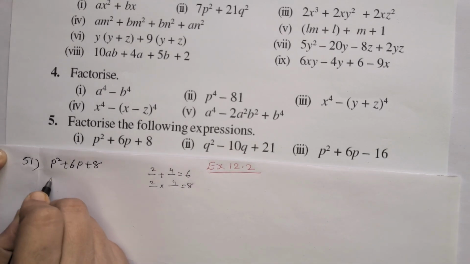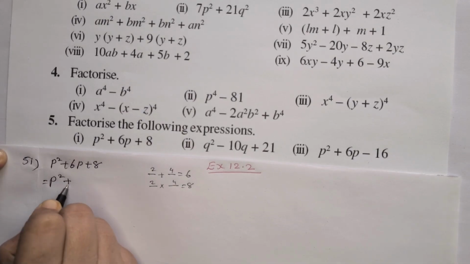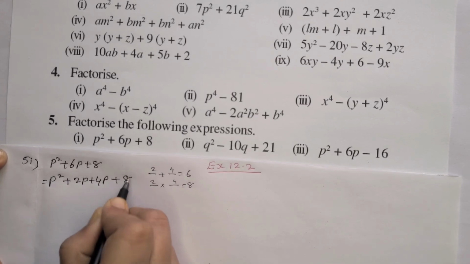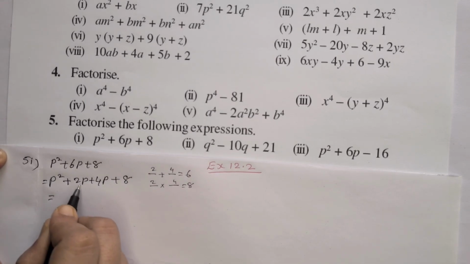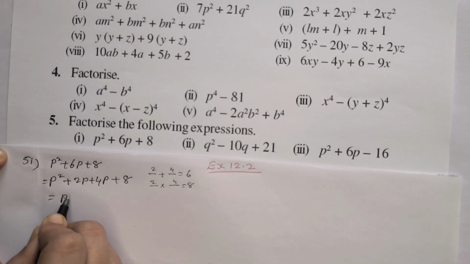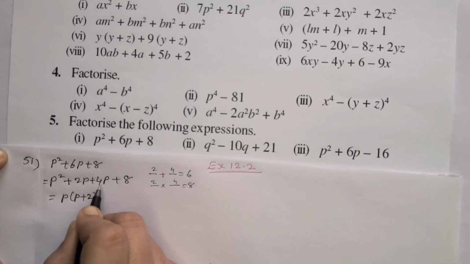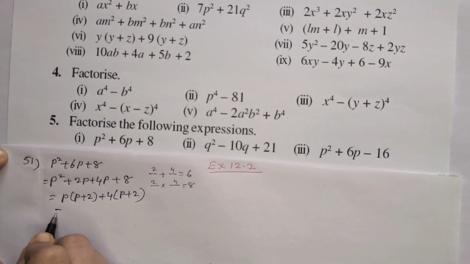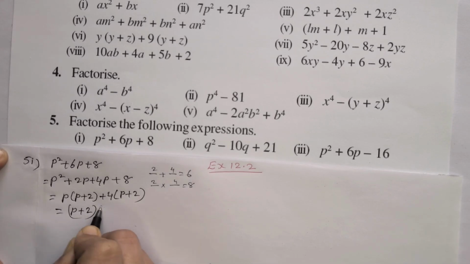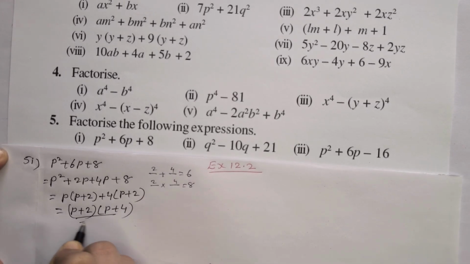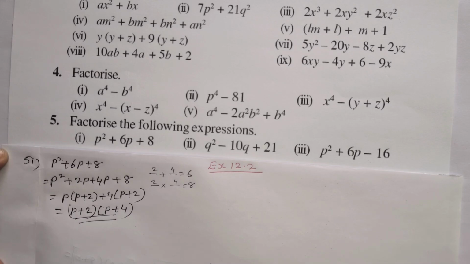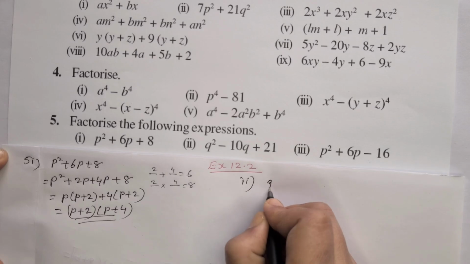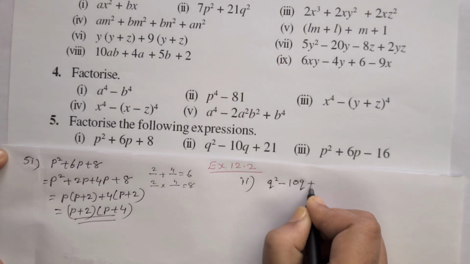So we can split the middle term, which is equal to p square plus 2p plus 4p, splitting the middle term, plus 8. Take the common factor from the first two terms, that is p, remaining p plus 2. Last two terms, 4 we can take as common, then p plus 2, which means that bracket is common, and remaining p plus 4. So p plus 2 into p plus 4. Now the second one, q square minus 10q plus 21.